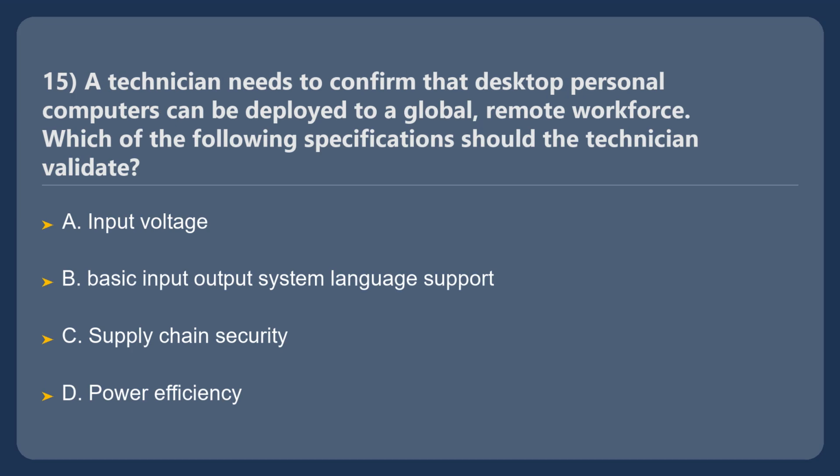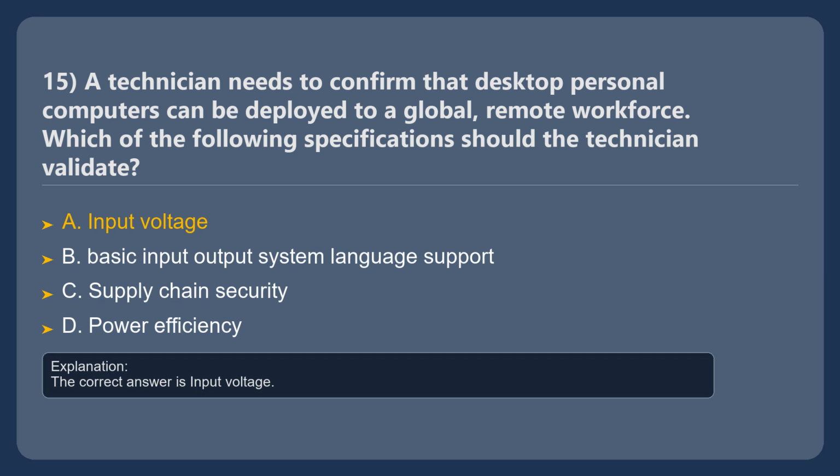Question 15. A technician needs to confirm that desktop personal computers can be deployed to a global, remote workforce. Which of the following specifications should the technician validate? Option A, input voltage. Option B, basic input-output system language support. Option C, supply chain security. Option D, power efficiency. The correct answer is option A, input voltage.